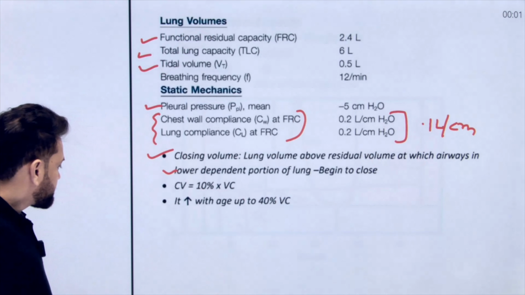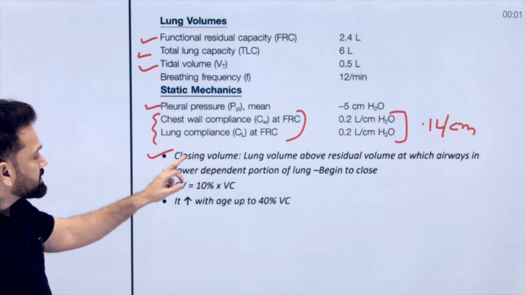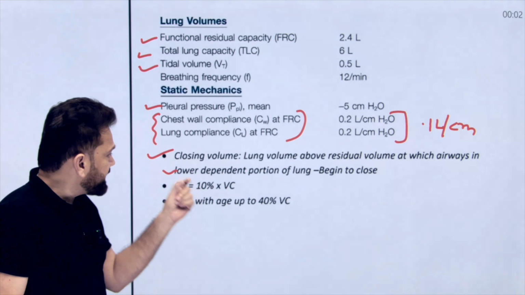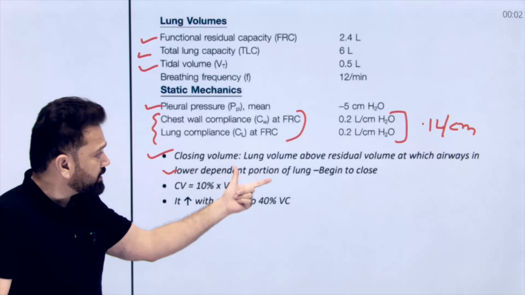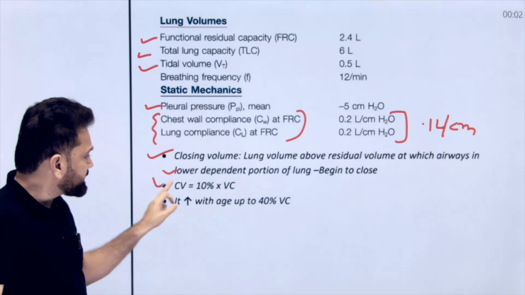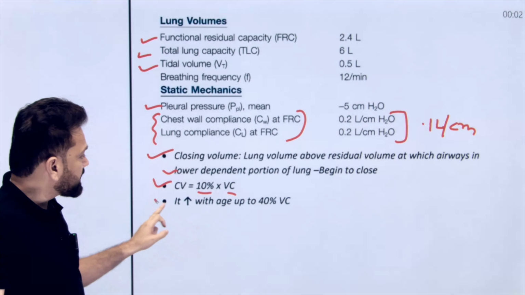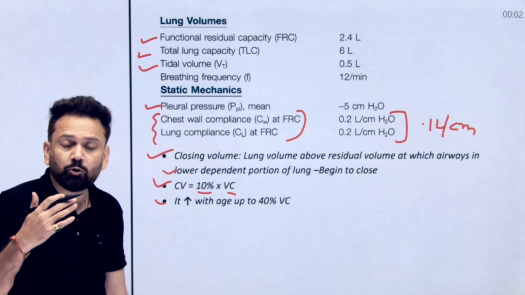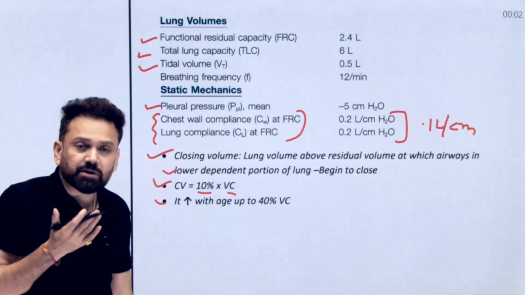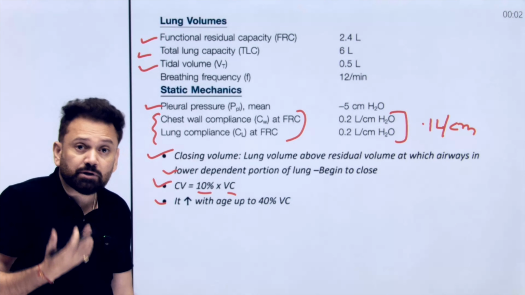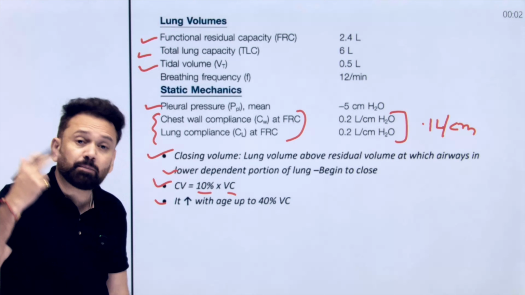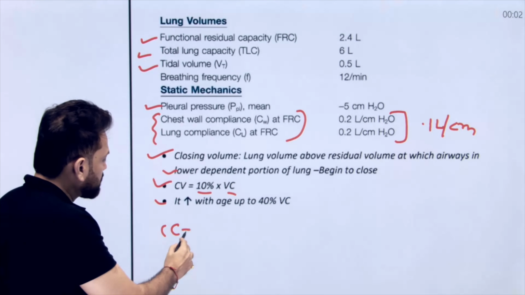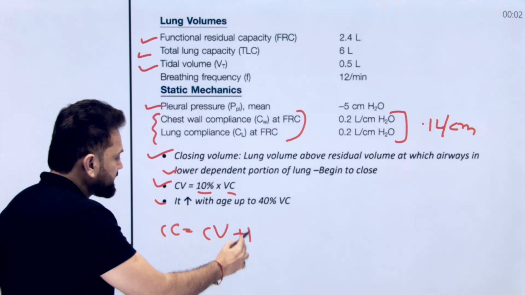You can see here. Closing volume is the lung volume above residual volume at which airways in the lower dependent portion of lung begin to close. It is usually 10% of vital capacity. It increases with age up to 40% of vital capacity. So as we age, our closing volume comes earlier. Your alveoli start closing earlier. So now it becomes 40% of vital capacity as we age. And I have told you closing capacity is equal to closing volume plus residual volume.